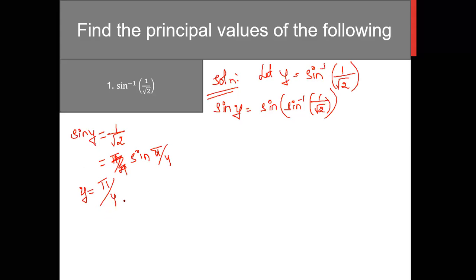We are not done with the answer. Check whether this pi by 4 belongs to the principal value branch of sine inverse function. As you told, the principal value branch of sine inverse function is minus pi by 2 to pi by 2. Does pi by 4 belong to that? Yes. So our answer is y equals pi by 4. Only this much you have to write. Okay, we'll move on to the next question. So what is the question?